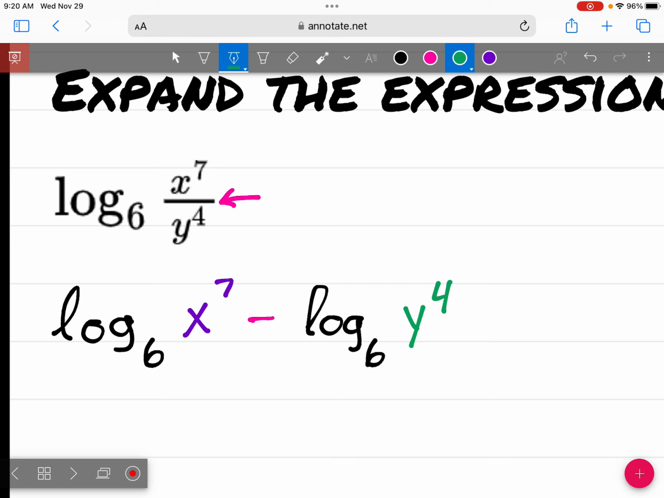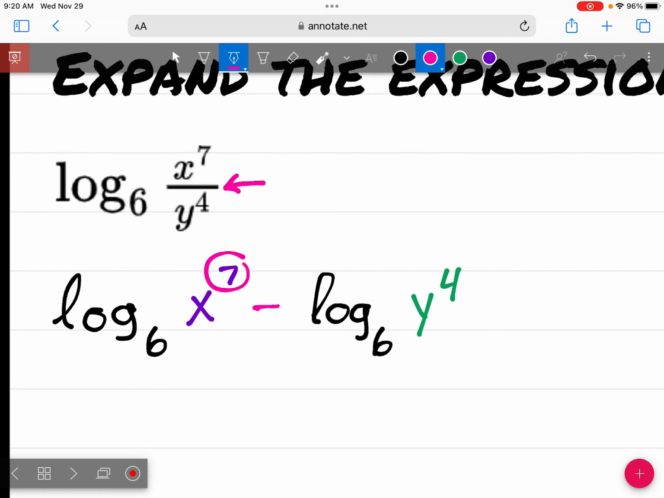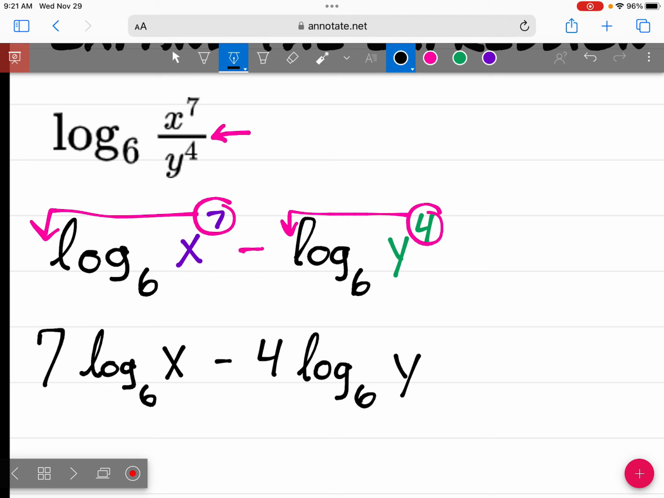Yep, we just did the quotient, so now we're going to do our power property. And it puts them down as coefficients. It brings them down all the way in front of the log. So we're going to have 7 log base 6 of x minus 4 log base 6 of y.